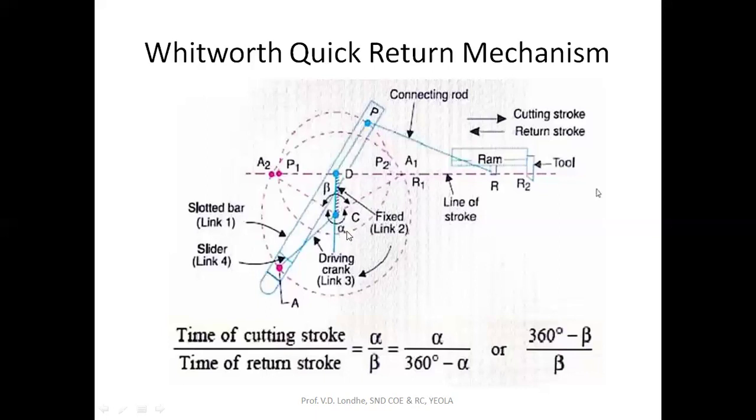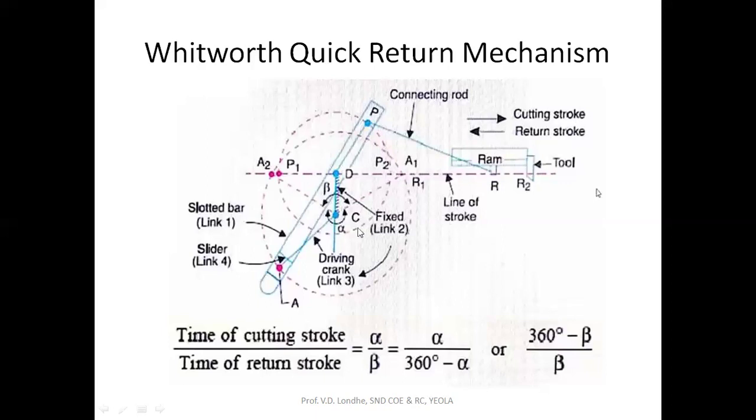Whatever angle is traveled by this driving crank is nothing but alpha. During this angular displacement of the driving crank, the ram tool is operating, meaning it is doing the cutting operation. So this stroke is called the cutting stroke. And when the driving crank moves from the A2 position back to the A1 position, the ram moves again to its initial position. So this stroke is called the return stroke.